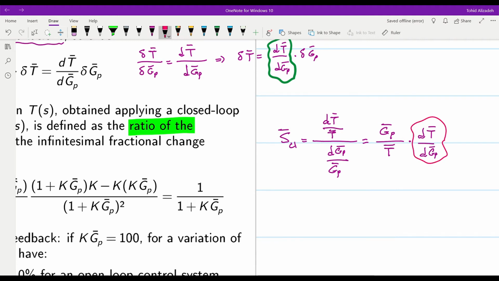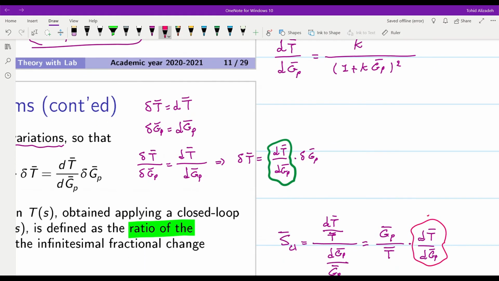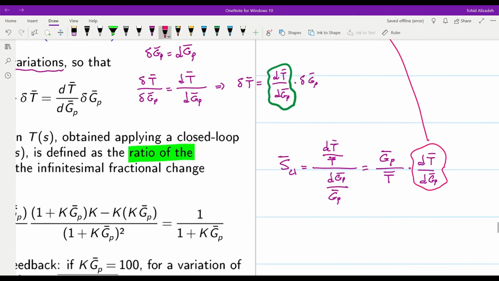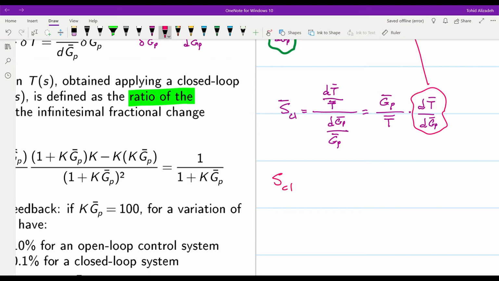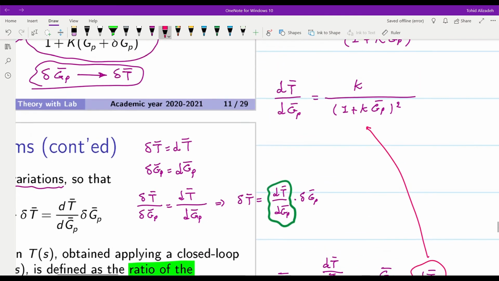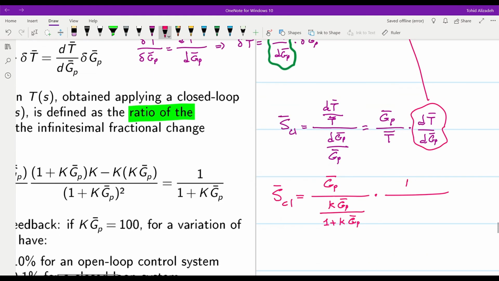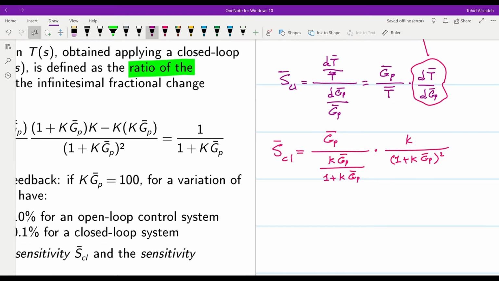So for this we have obtained the relation, as you can see here, and for t bar we also have the relation. We just replace them. Therefore the closed loop sensitivity will be obtained as gp bar over k times gp bar over 1 plus k times gp bar, times what we have here, which is k over (1 plus k gp bar) squared. And then we can simplify it.